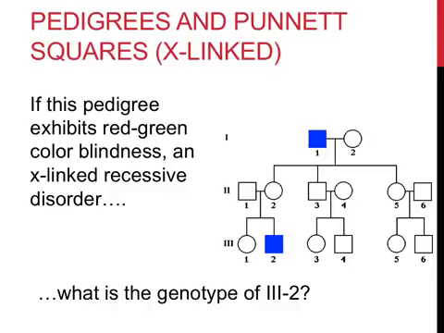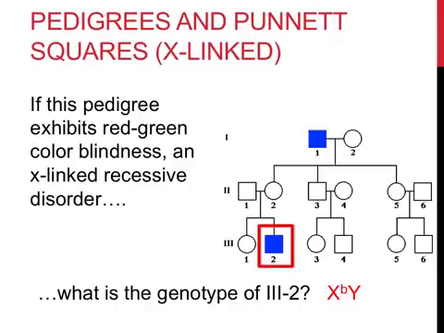The scenario reads, if this pedigree exhibits red-green color blindness, an X-linked recessive disorder, what would the genotype of Roman numeral 3-2 be? Now that we're looking at the same individual, we can try to figure this problem out. For X-linked problems, it's important to note that the sex of the individual in question is important. Roman numeral 3-2 is a male that has this particular disorder.